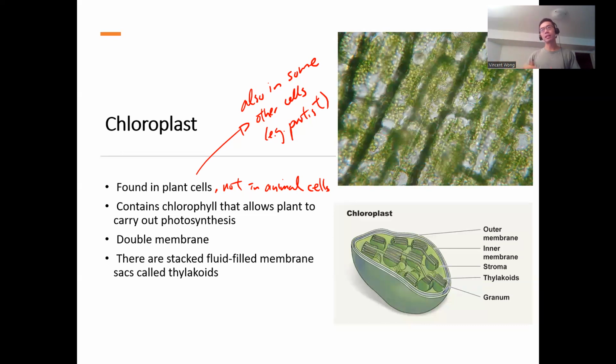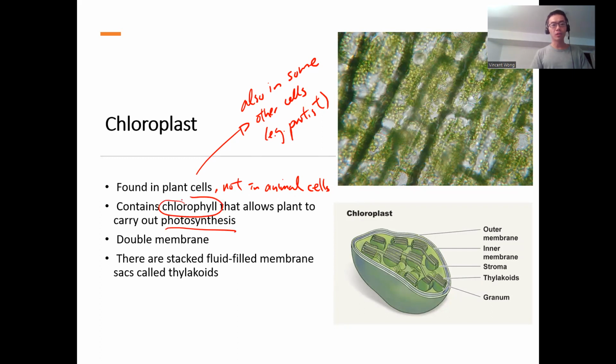Some bacteria, for example. There are the amoeba and the paramecium that I showed you. So they belong to other kingdoms, we call them. Okay. So if it's just animals and plants, then chloroplast is found in plants, but not animals. But if you include other kingdoms that we haven't learned about, some of them also have chloroplast. The chloroplast contains chlorophyll that allows the plant to carry out photosynthesis.